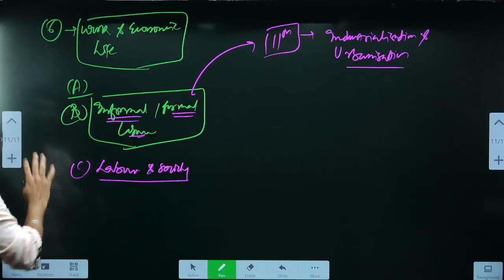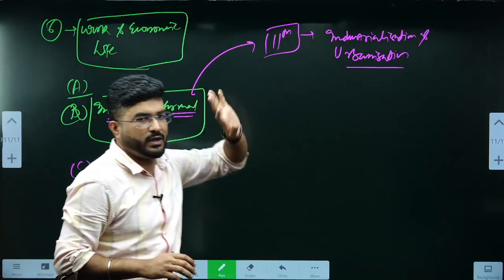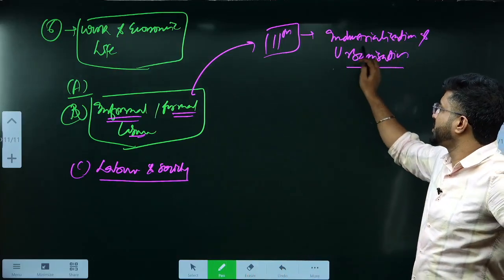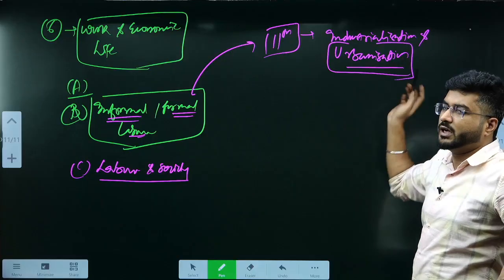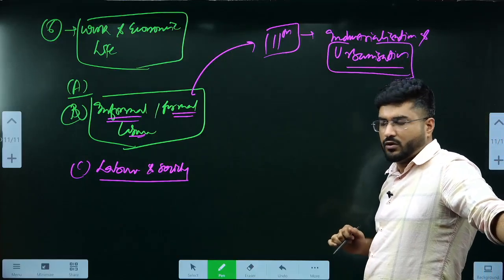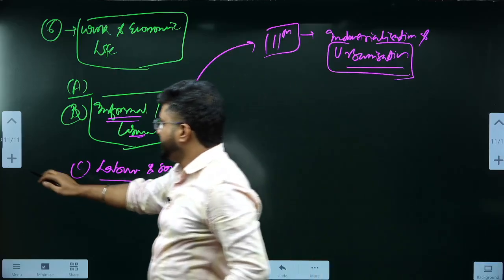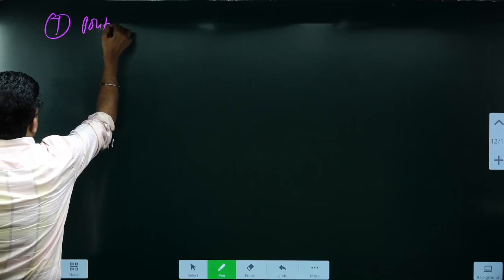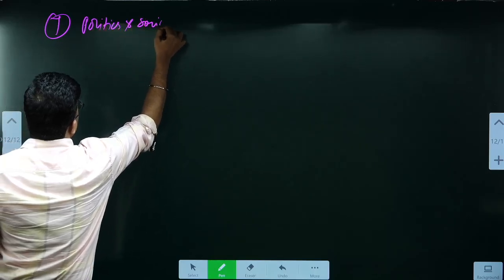So 6 chapters, and with these 6 chapters we have to complete our industrialization and urbanization. Basically the industrialization section, not the urbanization. Urbanization we will deal with differently in paper 2. Okay. Then comes your chapter 7, which is about politics and society.